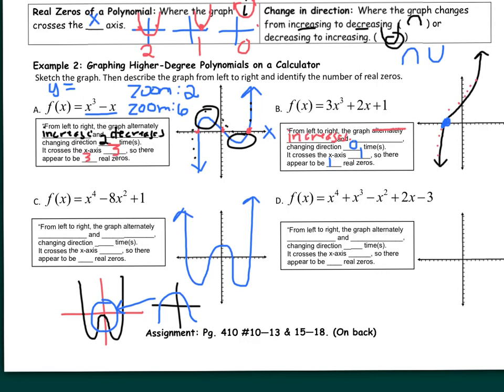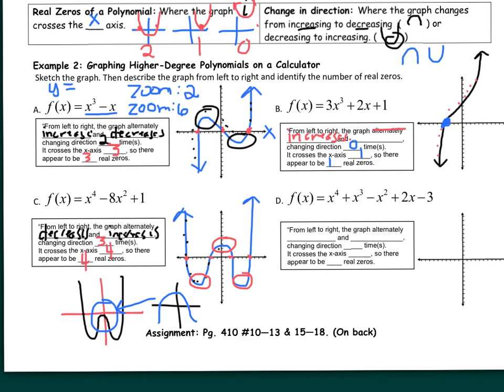So first we check to see if it's increasing or decreasing first. So from left to right, I'll follow it, and I go down and then up. So this decreases, and then increases. And it changes directions. There's one change, there's two change, there's the third change, so it changes directions three times, and it crosses the x-axis one, two, three, four times. So there appears to be four real zeros.